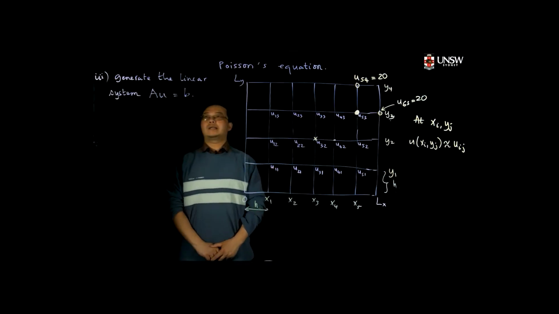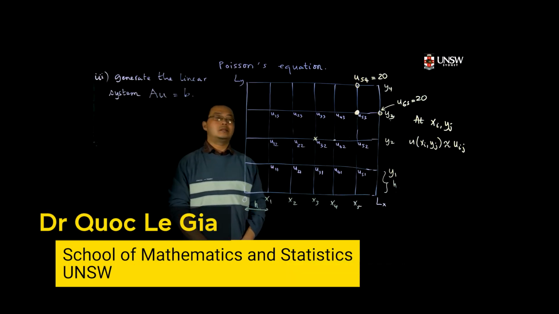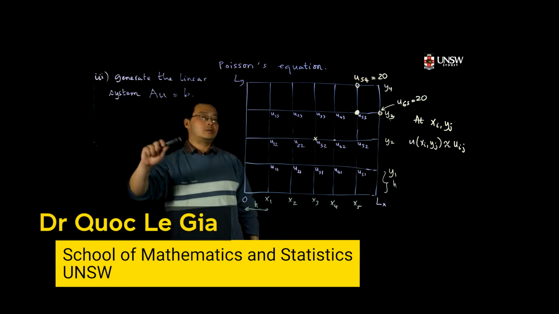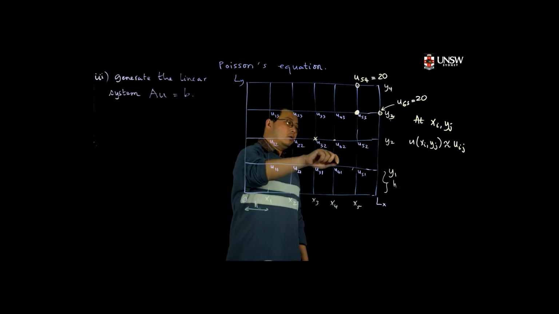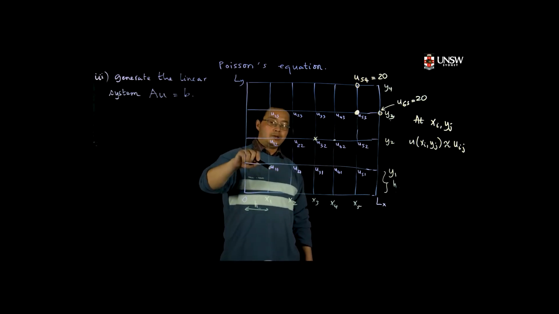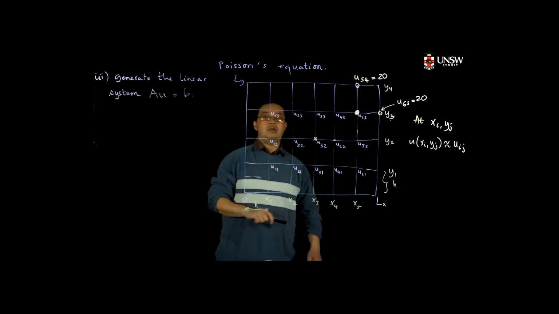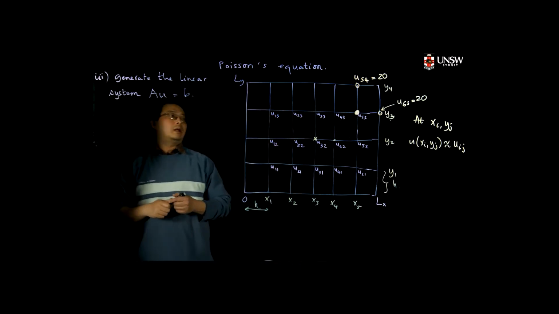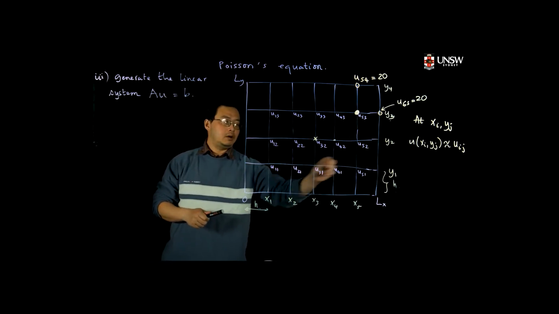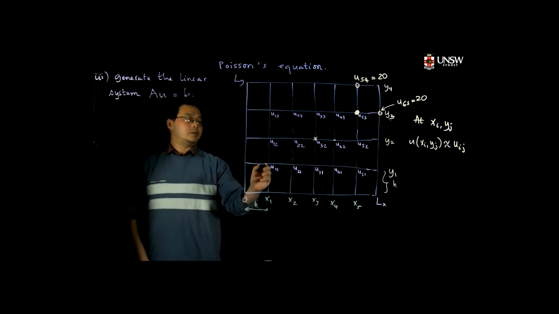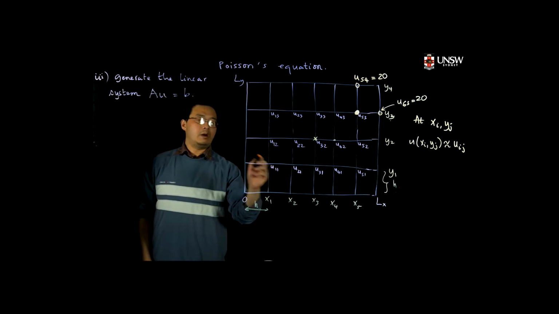Okay, so now the next question is, how do we generate a linear system AU equal B. So U will be the vector of all the unknown values, unknown coefficients: U11, U21, and so on up to U53. Okay, so we do it like the previous question, but we have to do it for each unknown. So you see, now we start with U11.